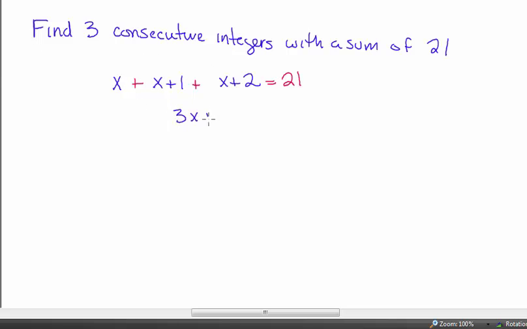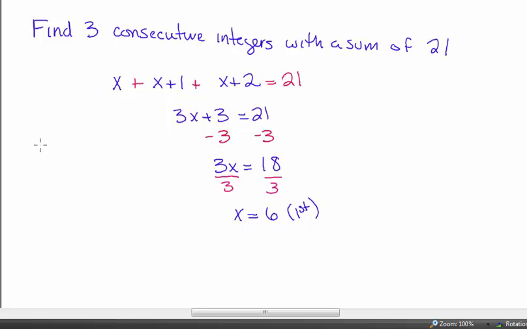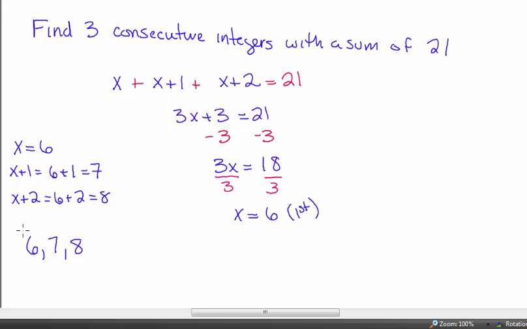3x plus 3 equals 21. That was collecting like terms. Then I subtract 3 from both sides, and 21 minus 3 is 18. Then I divide both sides by 3 to get that x equals 6. But again, this is only the first out of the 3. I need to find all 3. So x plus 1 is 6 plus 1, which is 7. And x plus 2 is 6 plus 2, which is 8. So my list is 6, 7, and 8.